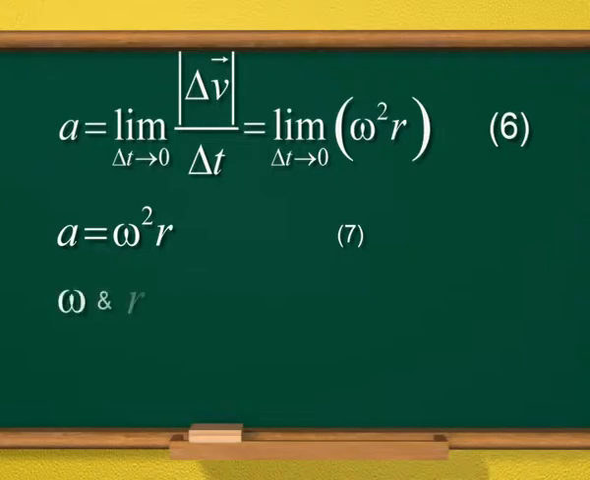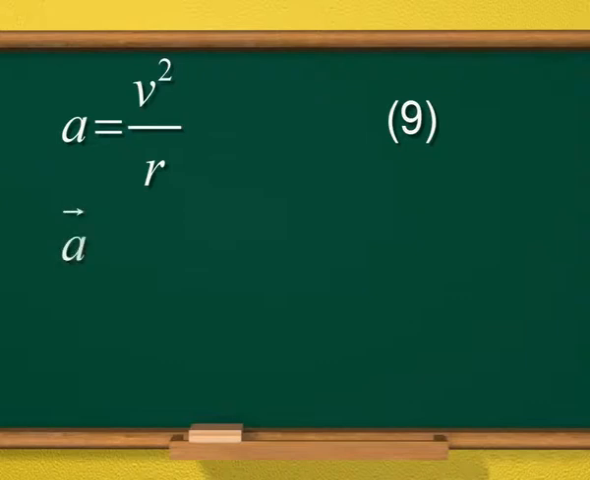Since omega and radius R are constant values, therefore acceleration a is also a constant value. Since the linear velocity is v is equal to R omega, representing equation 8. Using the result of equation 8 in equation 7, we get acceleration a is equal to V square by R, representing equation 9. The direction of the acceleration vector A at any time will be perpendicular to the velocity vector V of the object at that time.